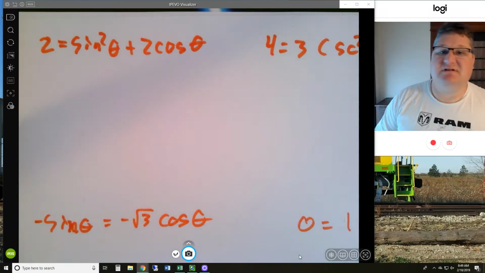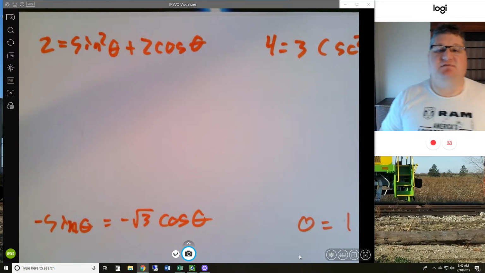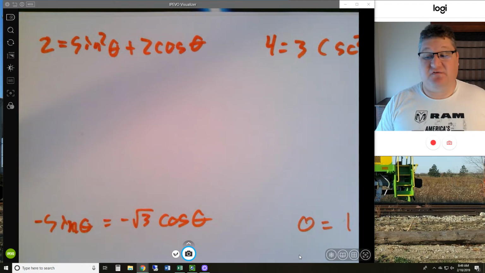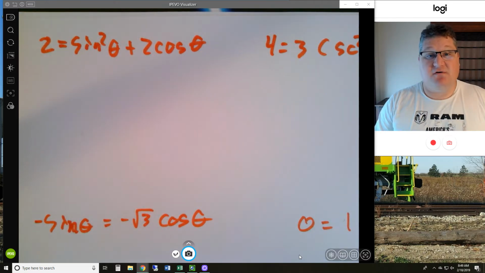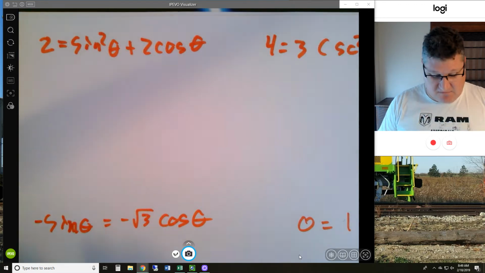All right, ladies and gentlemen, let's take a look at some of these solving with trigonometric identities. Now, of course, the very first thing you have to do is you have to know your identities. But once you know those, it shouldn't be that big a deal. Let's take a look at this first problem.